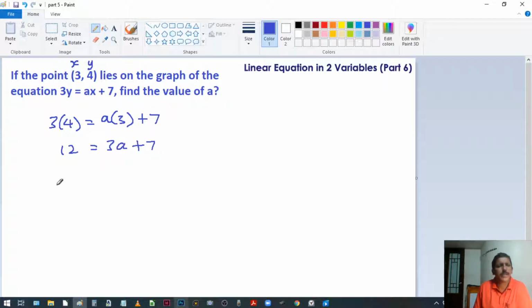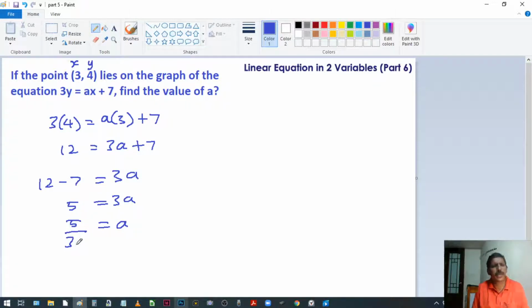Next step is what? 12 minus 7 is equal to 3a. So that means 5 is equal to 3a, and what is a? 5 by 3. So this is the answer for this one. So simple, but when you look at the question, it looks very different. That's nice. So we'll go to the next question.